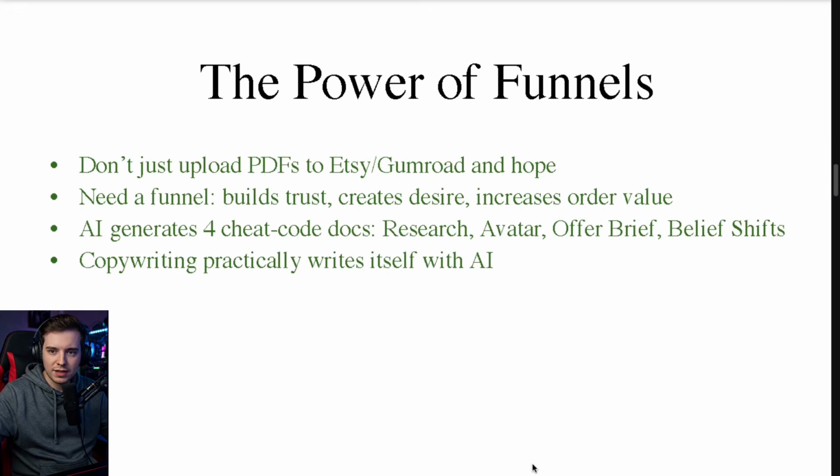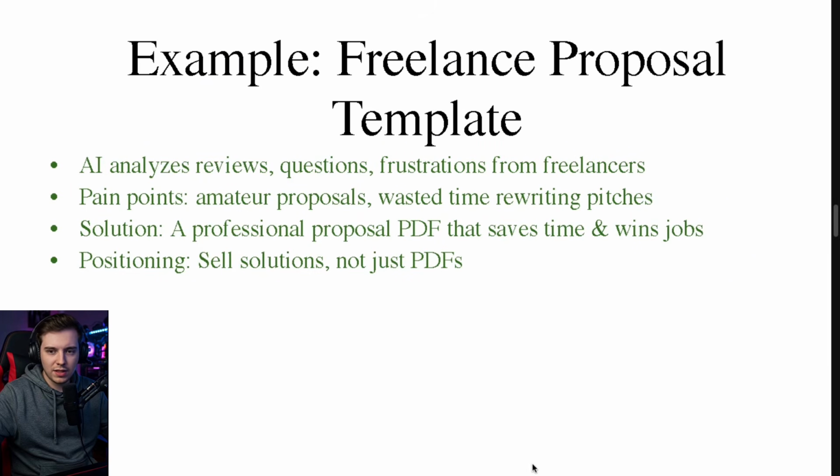I can create hooks, headlines, stories, and offers that hit exactly where the pain points are. So imagine I'm selling a PDF like the ultimate freelance proposal template. My AI pulls thousands of reviews, comments, and questions from freelancers online and tells me exactly what frustrates them, like losing jobs because their proposals look amateur or wasting hours rewriting the same pitch. Boom. That's my angle. Instead of selling a PDF, I'm selling a solution to their biggest frustration. That's how you stand out, even if 100 other people are selling something similar.